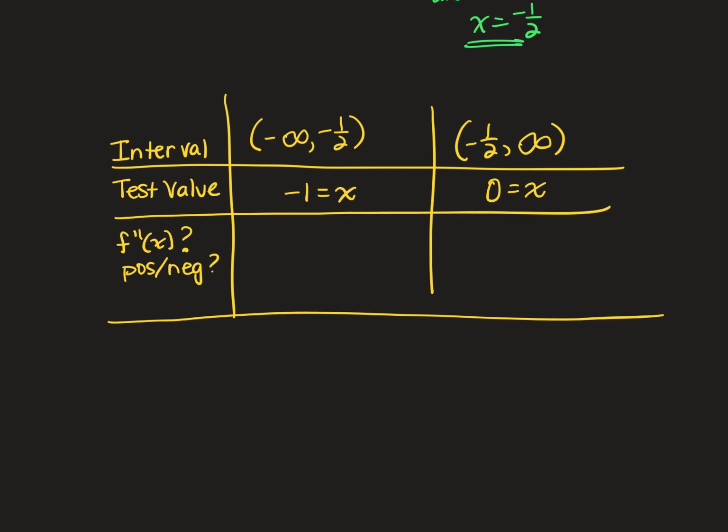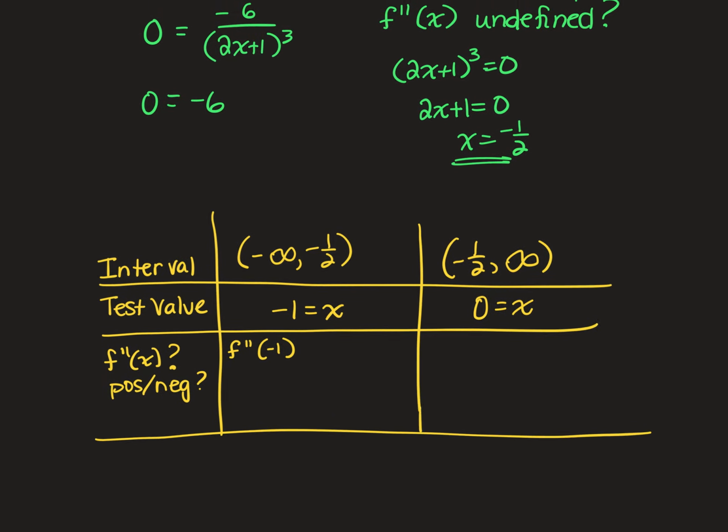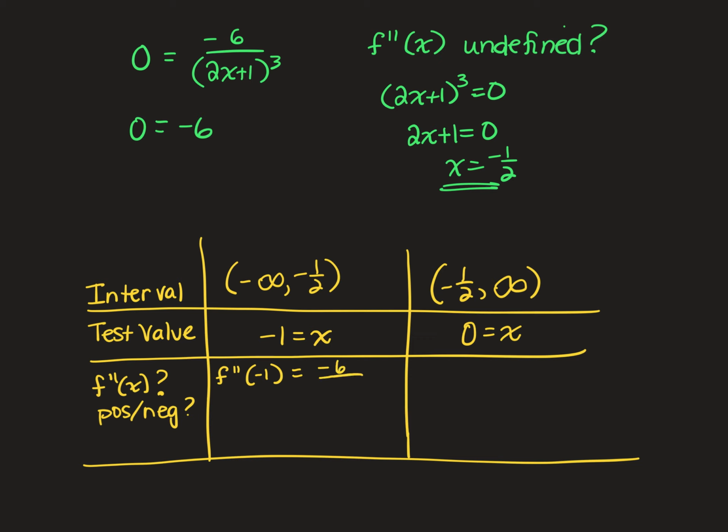So let's plug in f double prime of -1. Let me make sure we can actually see that on the screen. Okay, so we have -6 over (2 times -1 plus 1) cubed. You could use your calculator for this, but I think we can do it pretty easily. -6 over, so 2 times -1 is -2, plus 1 is -1, cubed is -1. So we end up with a positive number.